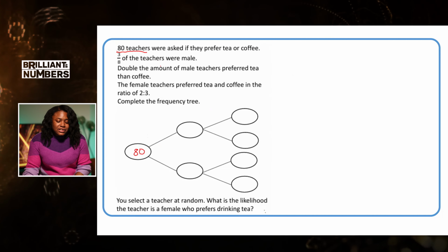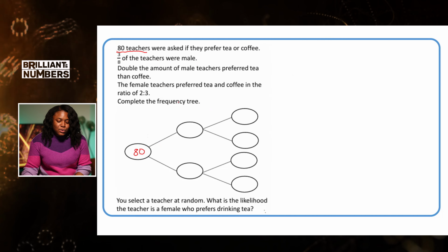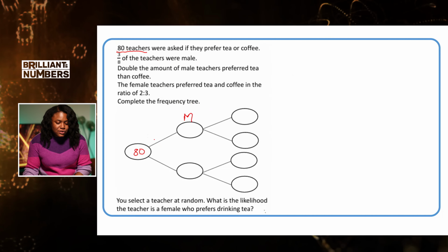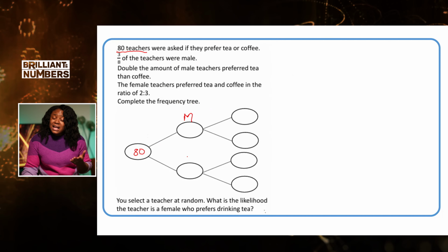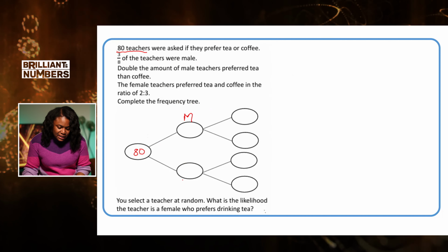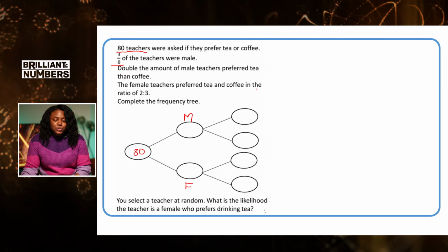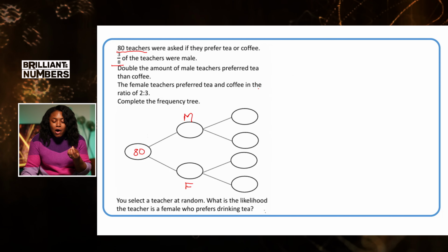3/8 of the teachers were male. So let's go ahead. We know we've got males. I'm just going to label M for the males. Therefore, the rest has to be female. So we're just going to label this one F. And we know that 3/8 of those teachers were male. So it's 3/8 of 80.